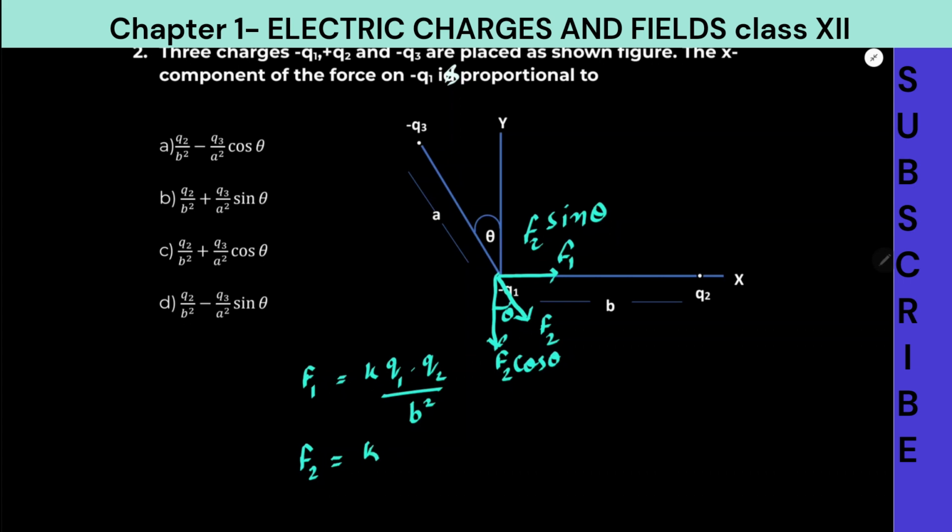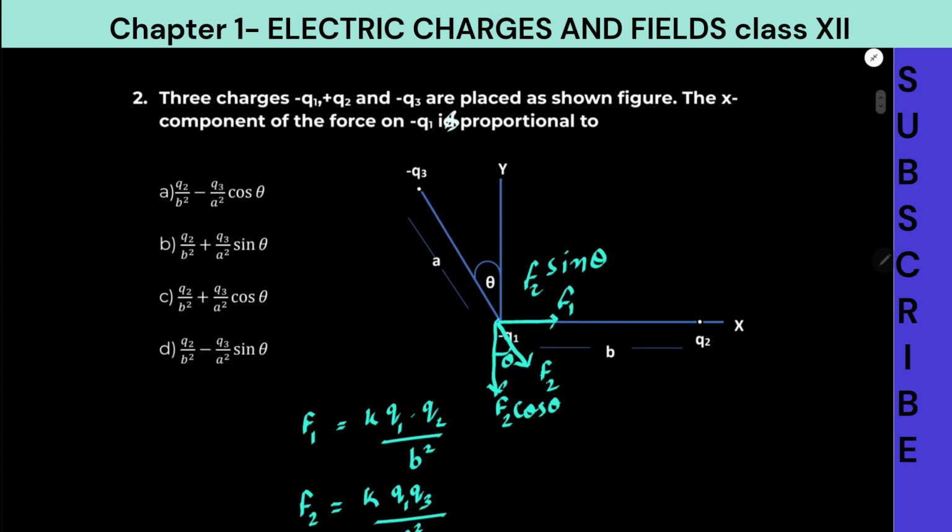Great. So what will be the magnitude of F2? F2 will be equal to k, again repeating, the negative sign is not considered because we have already considered it in the arrows. Since it is a negative or positive charge, the repulsion or attraction is because of that. So we write Q1 and Q3 as they are, upon the separation a square. The final answer will be the sum of both. We have to find the x component. As per the question, the x component of the force on Q1 is proportional to what? If it is proportional, first we will find our x component, and then we will take the first charge Q1 common.